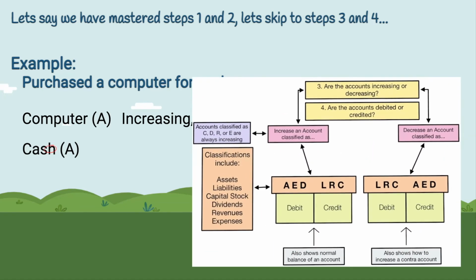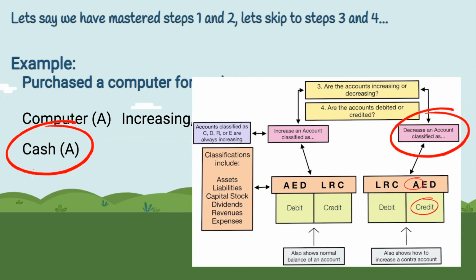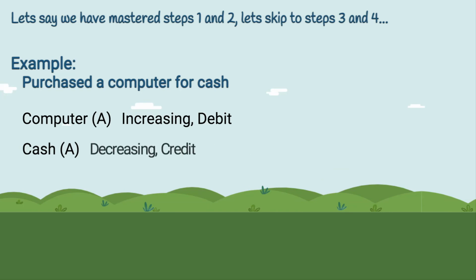Cash is decreasing since the computer was purchased. Thus, use the LRC AED image. Cash is an asset and is above credit. Cash is decreasing and is credited.